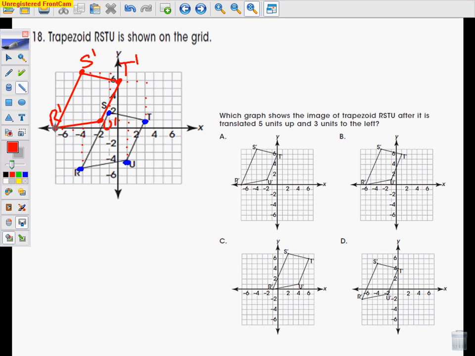And now you're just going to compare all of the points, all of your vertices, and cancel out the ones that don't match up. Find the one that does. And the one that does match up is A. There you go. All right. So A is our new image. All right, let's go to the next problem.